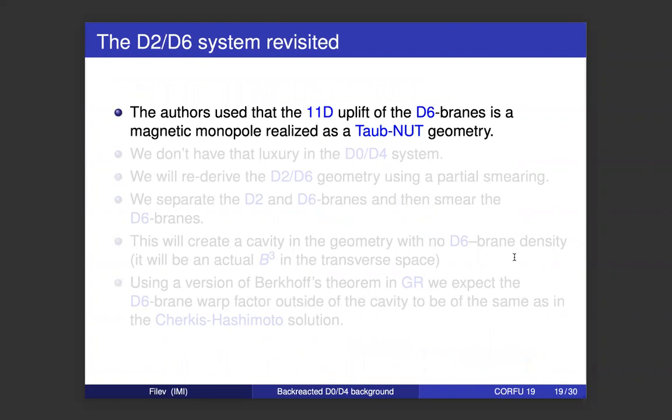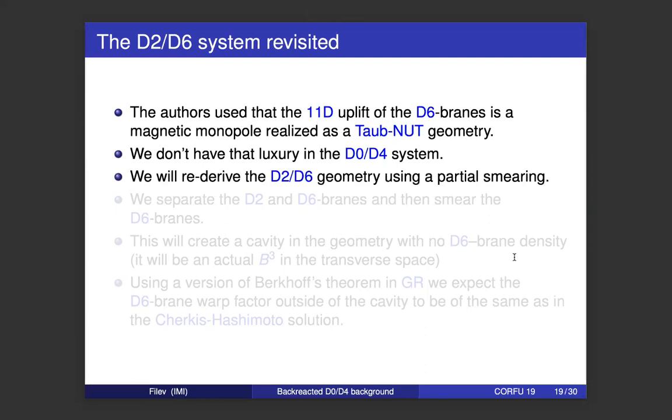So what the authors used, as I said, is that the 11-dimensional uplift of the D6 branes is a magnetic monopole realized as the Taub-NUT geometry. And we don't have it in the D0 phase. So what we're going to do is use partial smearing. We're going to separate the D2 and D6 branes. What I didn't mention is that this simple solution that I showed you actually corresponds to a solution when the D2 and D6 are sitting on top of each other. So we're going to separate the D2 and D6 branes, and then we're going to smear the D6 branes in the space transverse to both the D2 and D6, which is this R3 that I mentioned.